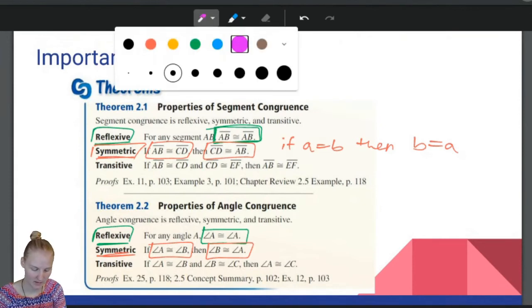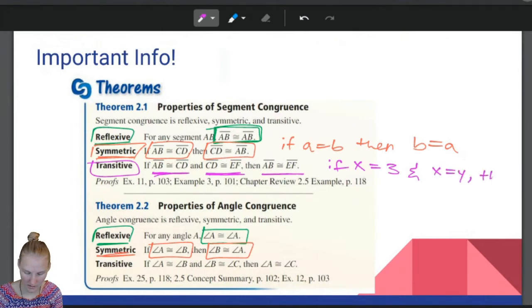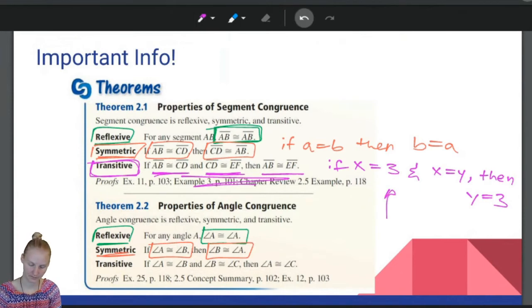And lastly, the transitive property. If AB is congruent to CD, and CD is congruent to EF, then AB is congruent to EF. It's like you're hopping from AB to CD, and then you can just hop straight to EF because CD is equal to EF. So that is the transitive property. Just like we said, if x equals 3 and x equals y, then y equals 3. This is the exact same thing, just with segments instead of x's and y's.